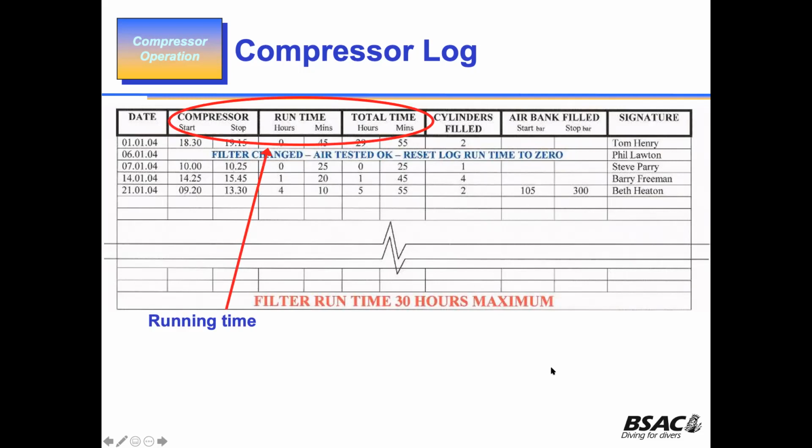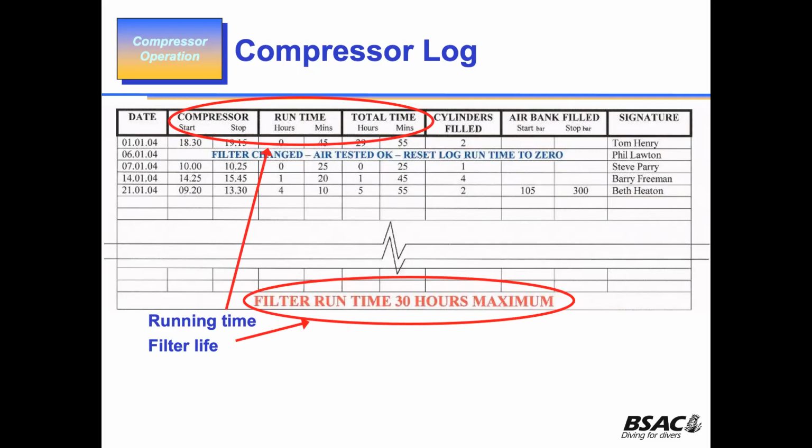Running time, all right, here it goes. Filter life, filter run time, 30 hours maximum. You know, I said 10 hours, 15 hours, 20 hours, 30 hours. The manufacturer will tell you just how long that'll last. But 30 hours on a compressor is a long time, because you may be only running that compressor for an hour a week or an hour and a half a week. So 30 hours is about 6 months, or could be. Depends how many times you charge the cylinders.